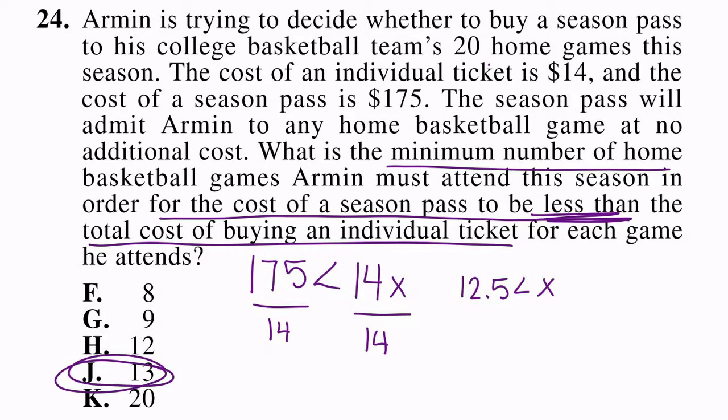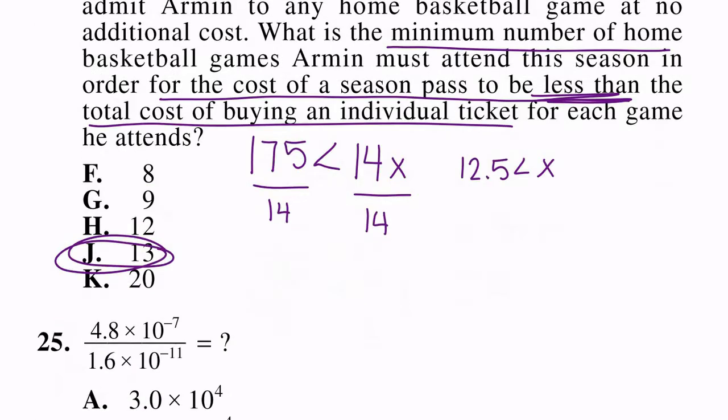Because with 12, it would be cheaper to purchase 12 individual tickets at $14. And with 20, it would be less expensive to get the season pass, but that's not the minimum number of home basketball games he must attend. So our answer to number 24 is J.